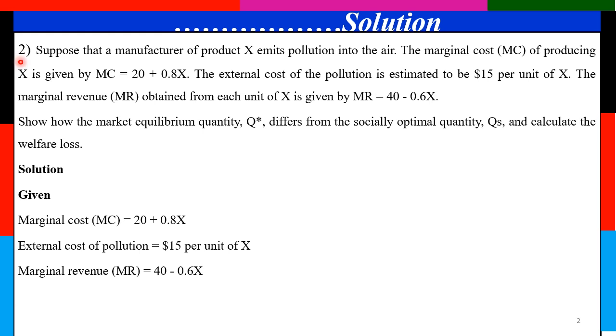Question number 2, next to the question we already did last time. Suppose the manufacturer of a product X emits pollution into the air. The marginal cost of producing X is given by this formula: marginal cost is equal to 20 plus 0.8x. The external cost of polluting is estimated to be $50 per unit of X. This is the external damage or external cost.